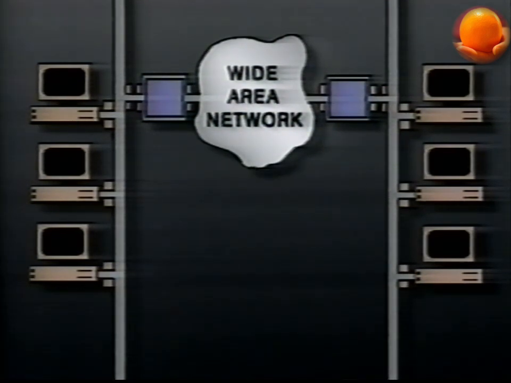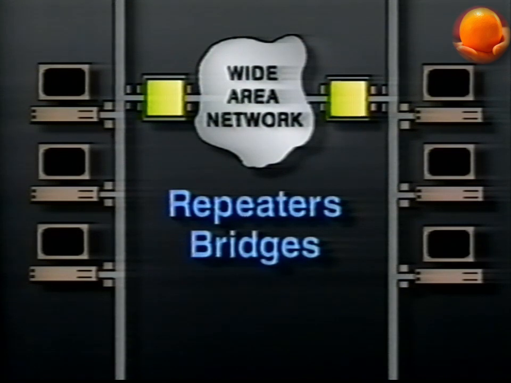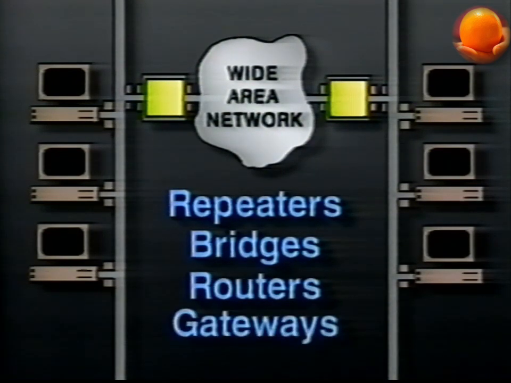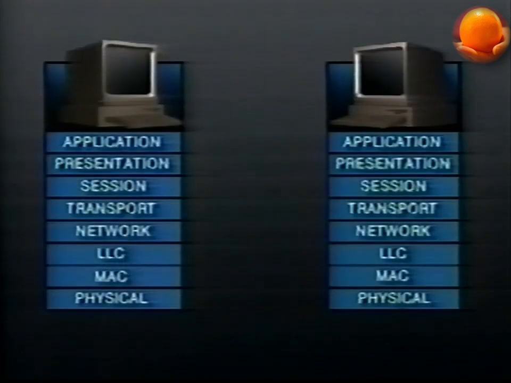There are basically 4 different types of devices used to interconnect networks: repeaters, bridges, routers, and gateways. The method used depends on which layer protocols are the same or different in the networks being interconnected.